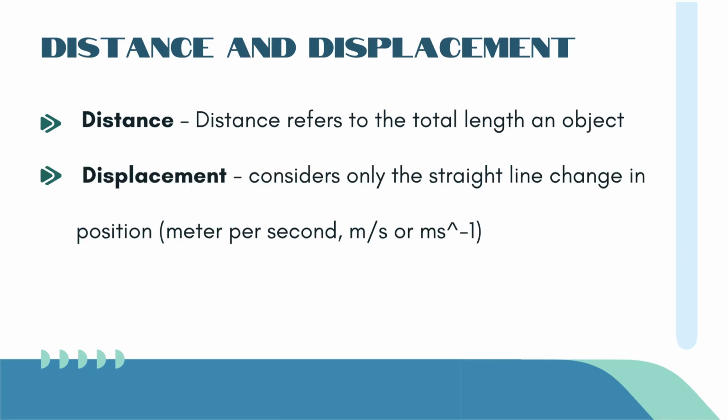Imagine walking around a football field, that's your distance. But if you walk from one goalpost straight to the other, that's your displacement, the straight line change in position. Displacement tells us how far out of place an object is, while distance tells us how much ground was covered.